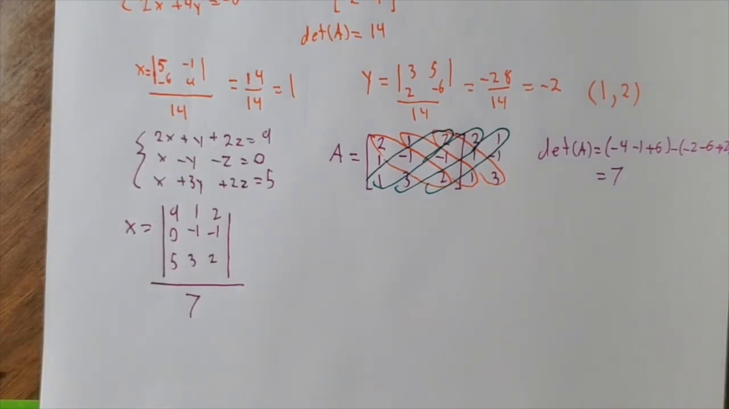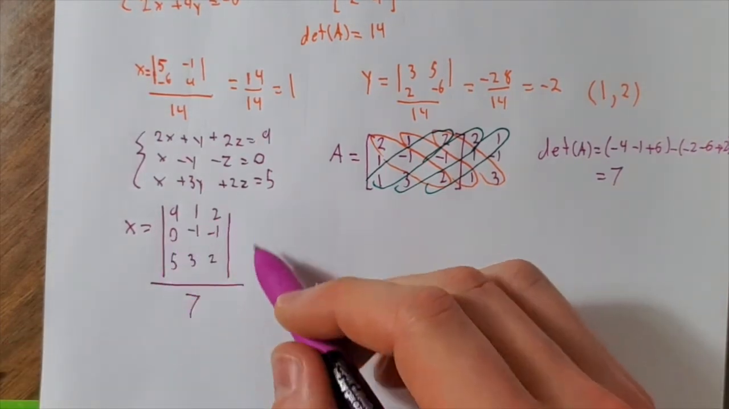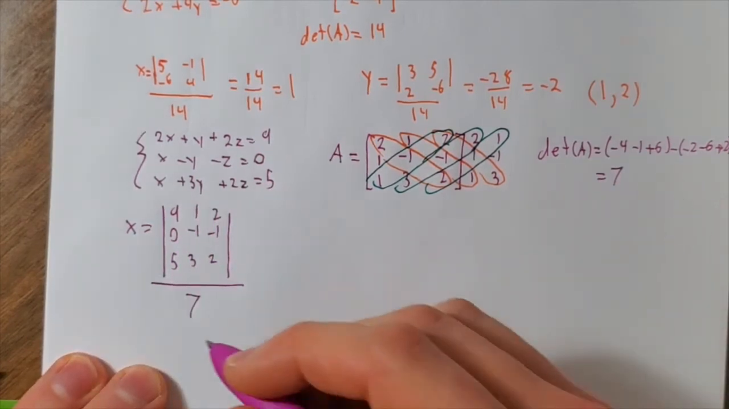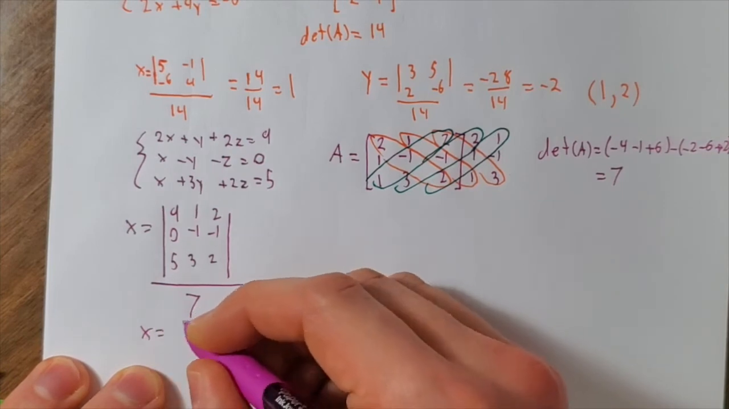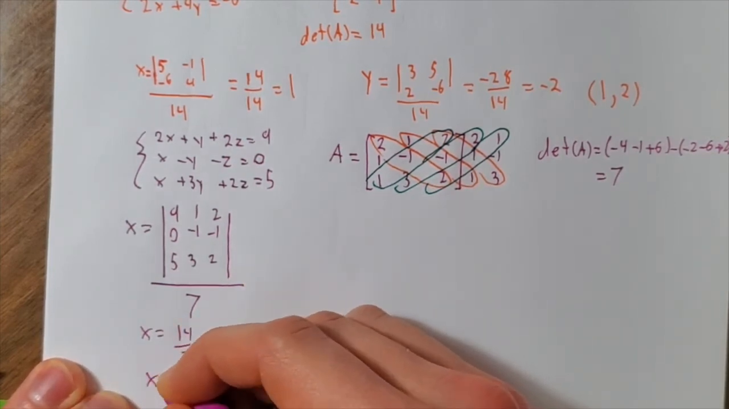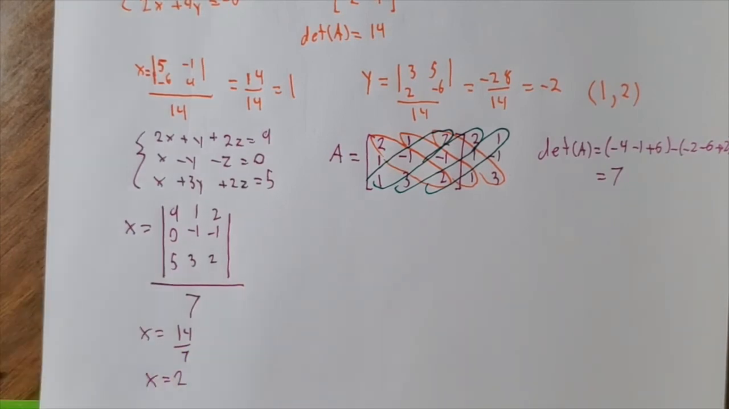I won't show you, I feel like at this point you should be fairly comfortable with our determinant, so I'm just going to go ahead and say this is equal to 14 over 7, getting us x is equal to 2.